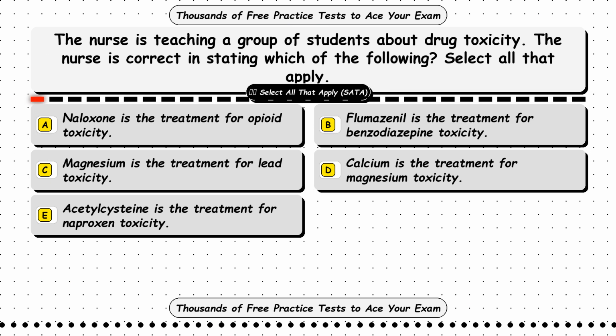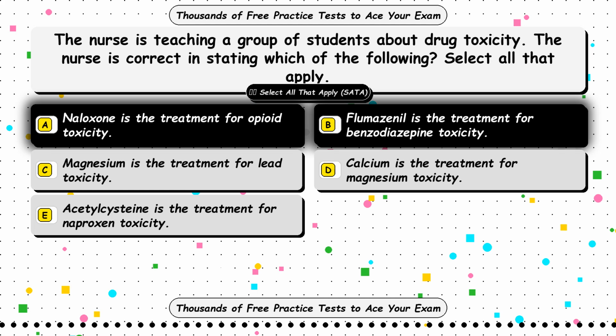Question 15. The nurse is teaching a group of students about drug toxicity. The nurse is correct in stating which of the following? Select all that apply. Option A, naloxone is the treatment for opioid toxicity. Option B, flumazenil is the treatment for benzodiazepine toxicity. Option C, magnesium is the treatment for lead toxicity. Option D, calcium is the treatment for magnesium toxicity. Option E, acetylcysteine is the treatment for naproxen toxicity.